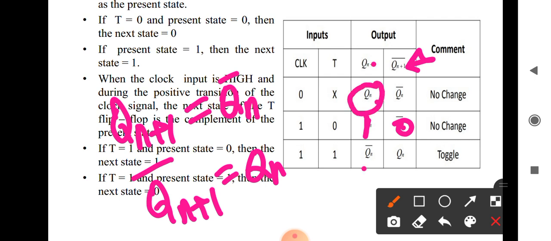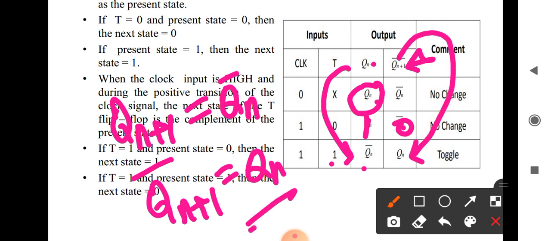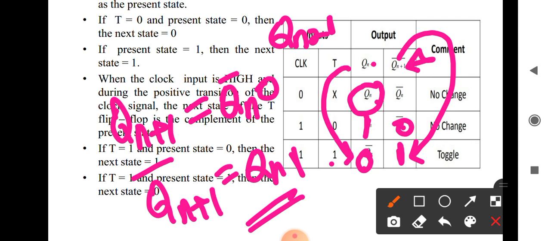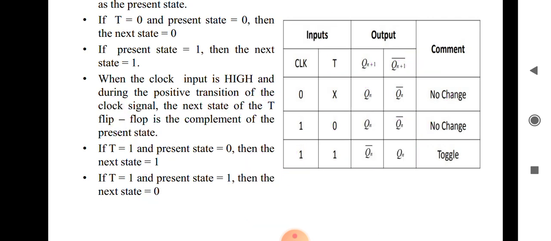But what happens here when t is equal to 1? q1 plus 1 is equal to q1 complement, and q1 plus 1 complement is equal to q1. That is, we are having q1 is equal to 1. Say q1 equal to 1 here. So what happens to this one? This will be equal to 0 and this will be equal to 1 here. So this is what we learn from this truth table.